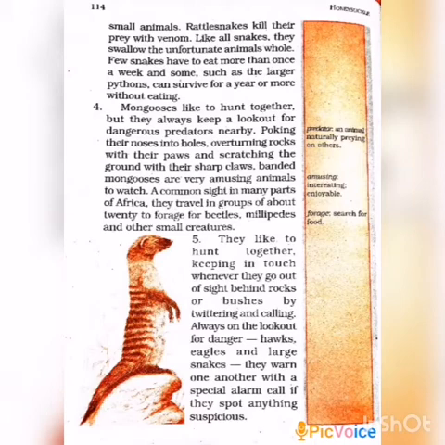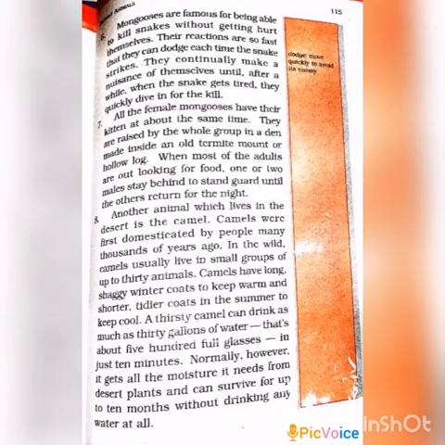So now turn to the next page. Dear students, page number 150, sixth para. Mongooses are famous for being able to kill snakes without getting hurt themselves. Their reactions are so fast that they can dodge each time the snake strikes. They continually make a nuisance of themselves until, after a while, when the snake gets tired, they quickly dive in for a kill.